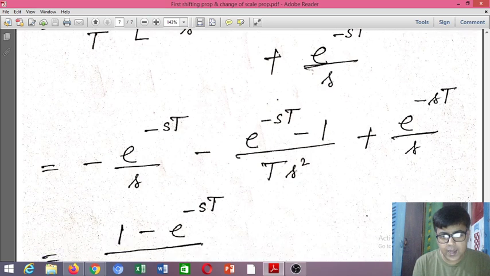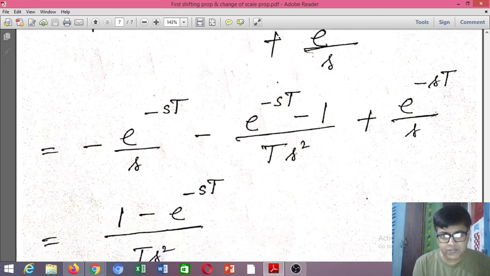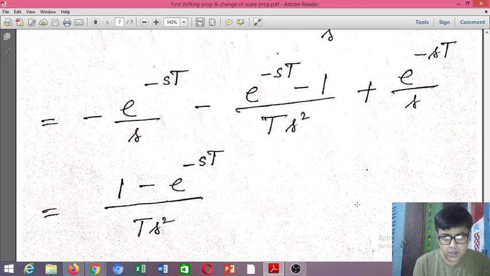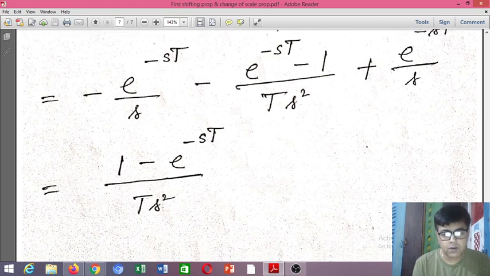Which again can be further simplified. Now these two terms cancel. You see, the third term cancels with the first term because they are of opposite sign, so they cancel each other, and you absorb this minus sign over here inside. So you are left with 1 minus e to the power minus s capital T divided by capital T s square. So this is the final answer. Always you have to bring the answer in the final form. So this is the final answer of this particular question.